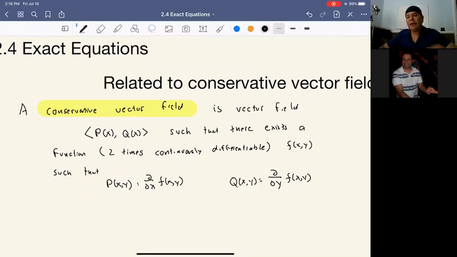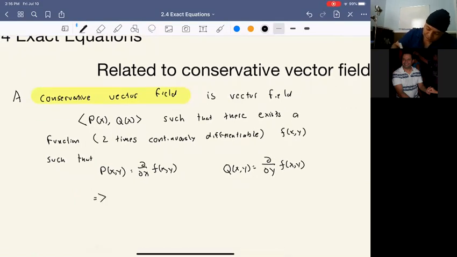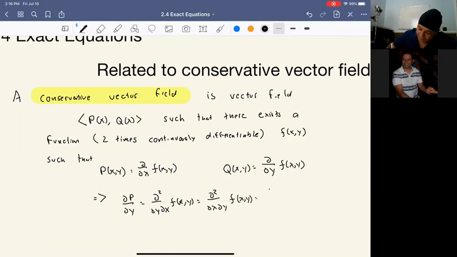Now, if we remember about twice continuously differentiable functions, we may remember that our second partials are equal. Okay? So then, the partial of P with respect to y, which equals the second partial with respect to y and x of f of x, y, should equal the other mixed second partial, which is the derivative with respect to x of Q.